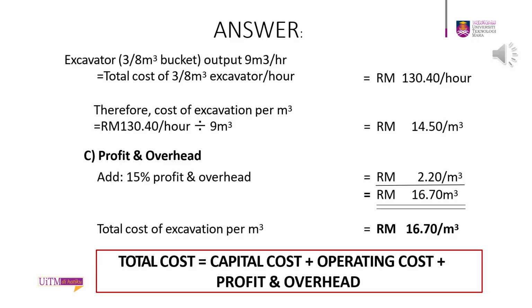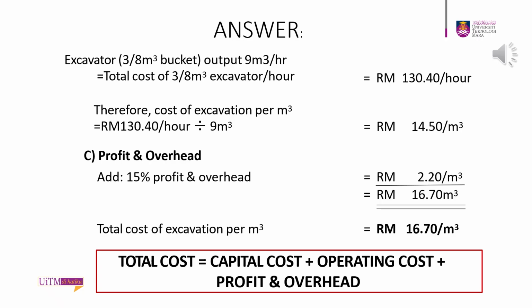The machine produces 9 cubic meters per hour, and earlier, we calculated the total machine cost as 130 ringgit and 40 sen per hour. So, the basic excavation cost per cubic meter is 130.40 ringgit divided by 9, which gives 14.50 ringgit per cubic meter. Next, we add 15% for profit and overhead. 15% works out to 2 ringgit and 20 sen per cubic meter. Adding both values gives the final excavation cost of 16 ringgit and 70 sen per cubic meter.